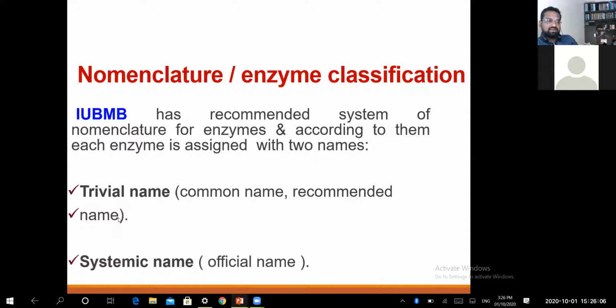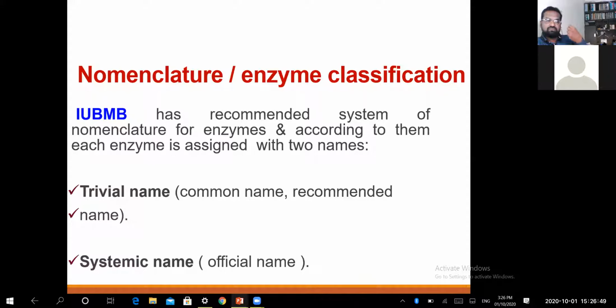Based on that, every molecule will have two kinds of name. One is the trivial name, that is the common name or nickname in short. In simple terms, the trivial name is the nickname of the enzyme molecule, and it will also have a systemic name, which is referred to as the official name of the enzyme, that will be universal. Trivial name can change from researcher to researcher, country to country, or lab to lab, but systemic name will be universal.